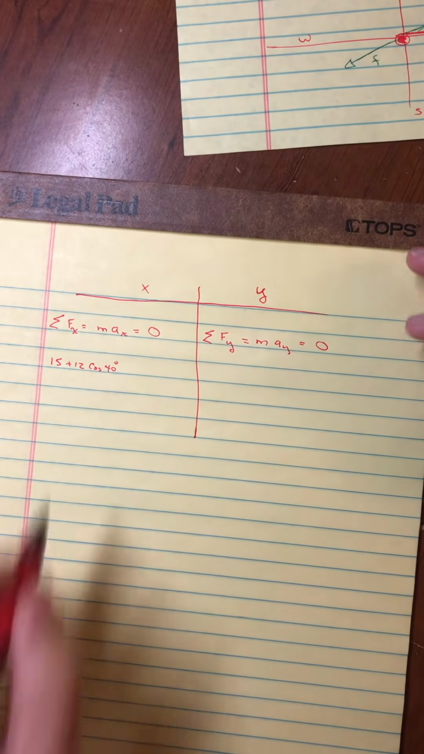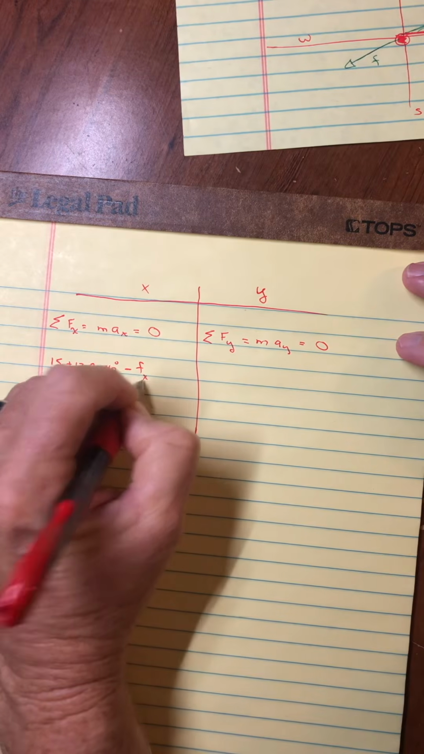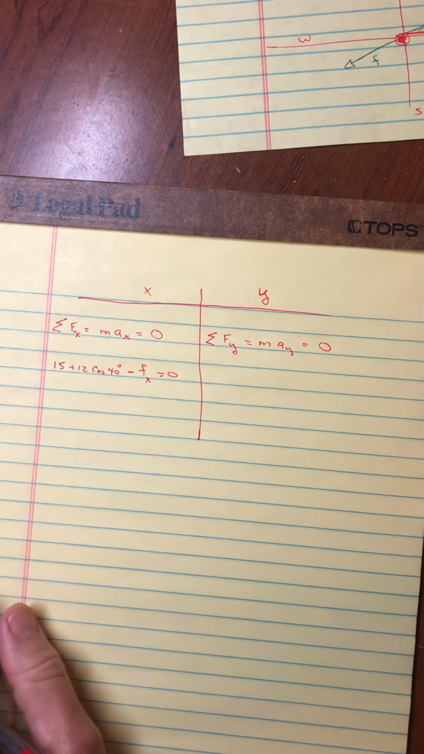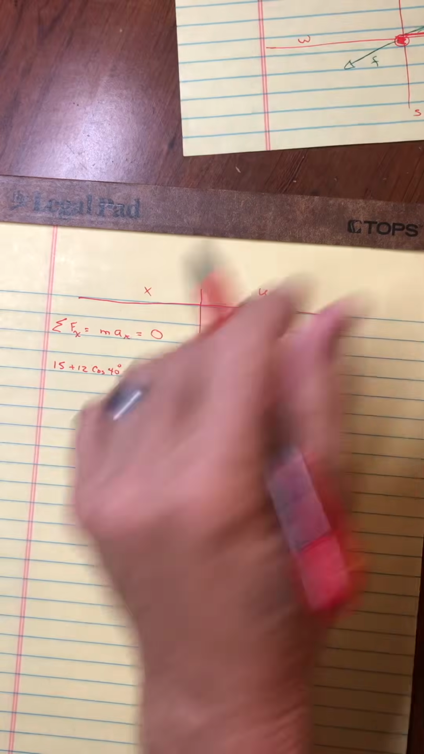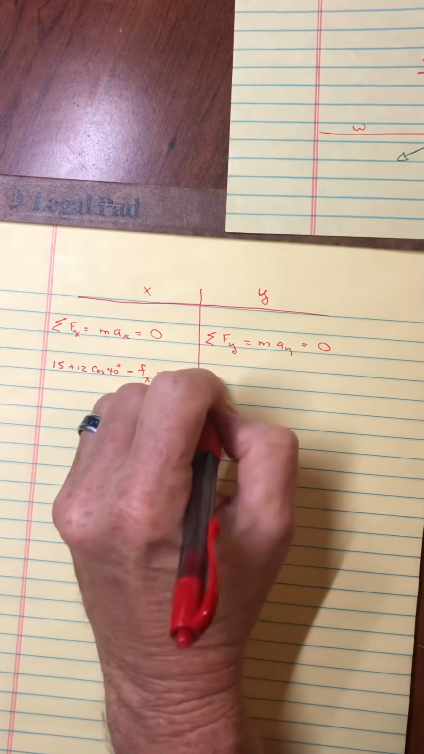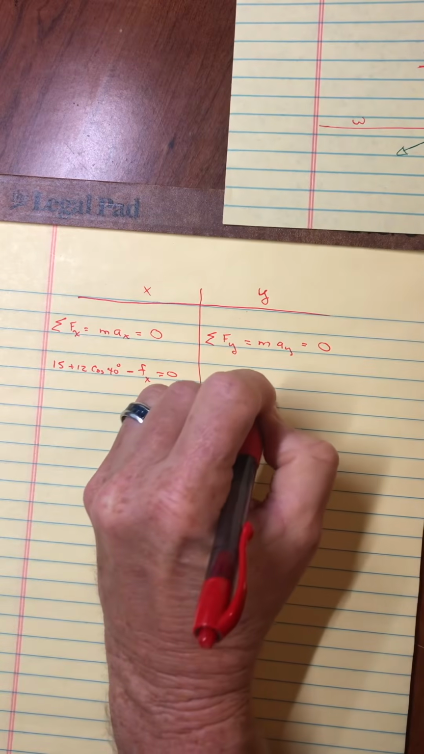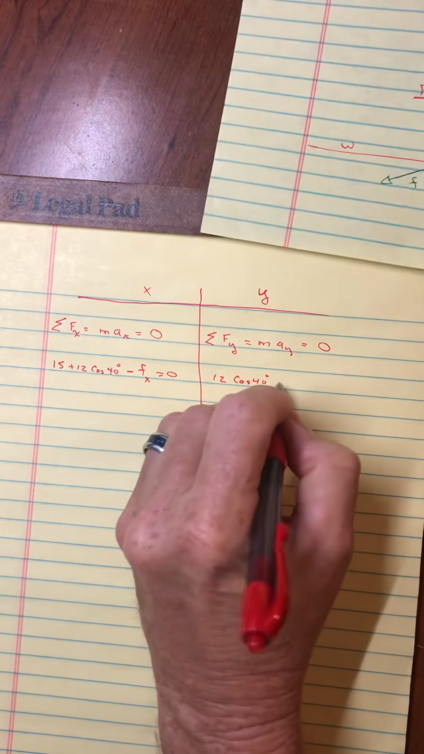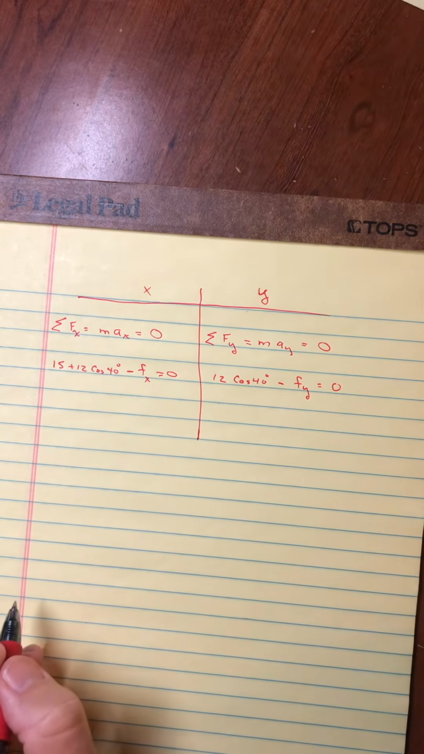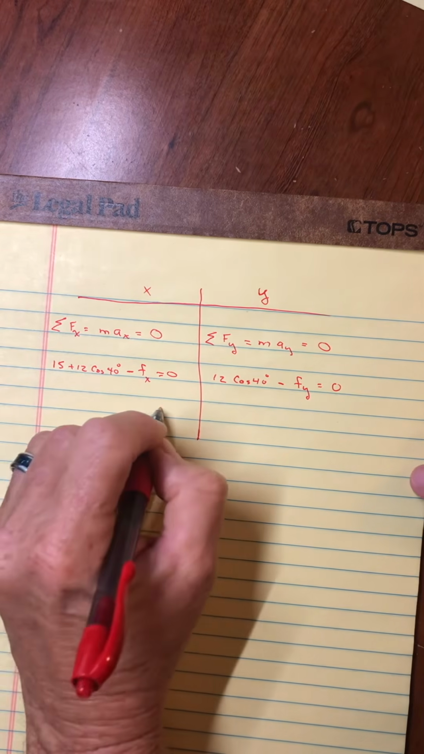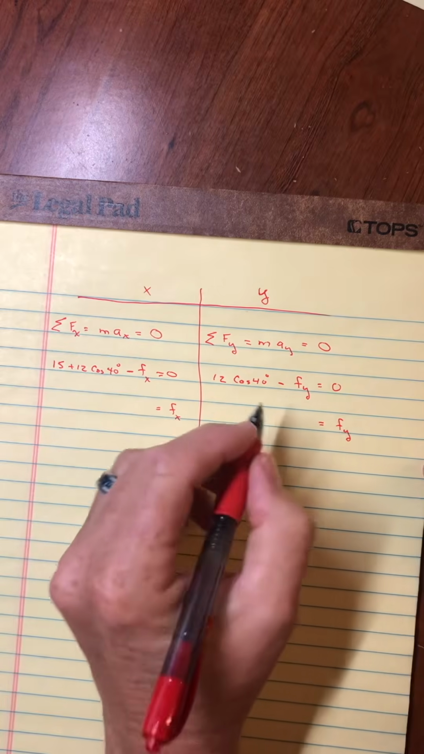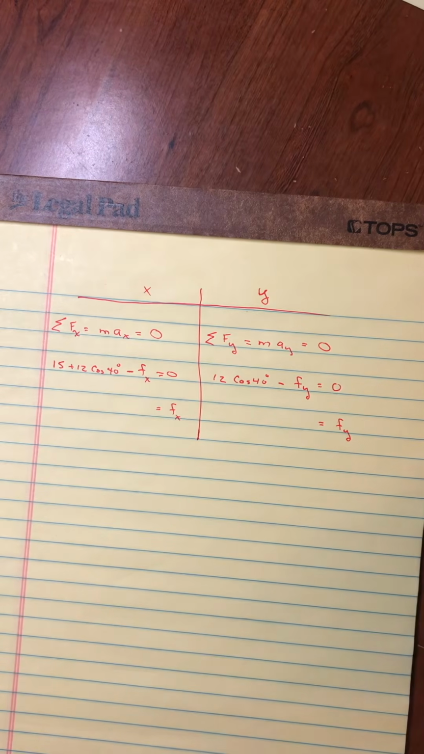Maybe for starters, I'll just say it's minus the friction in the X direction, and that has to equal 0. And then over here, I would say, okay, well, what forces do I have in the Y direction? This is the only thing I have in the Y direction, the 12 cosine 40 degrees, and then minus the friction in the Y direction. Keep in mind, I'm trying to find this friction in the Y direction. And I have now the friction in each of their corresponding directions.